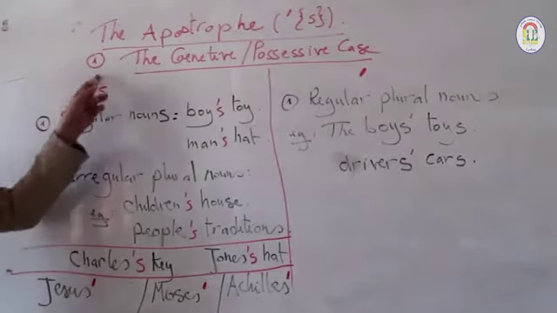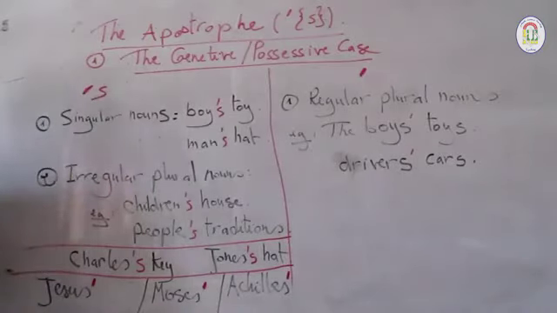So this is the first use of the apostrophe to express a possessive case. There are still many other uses we will explore in this lesson. Just follow, please.